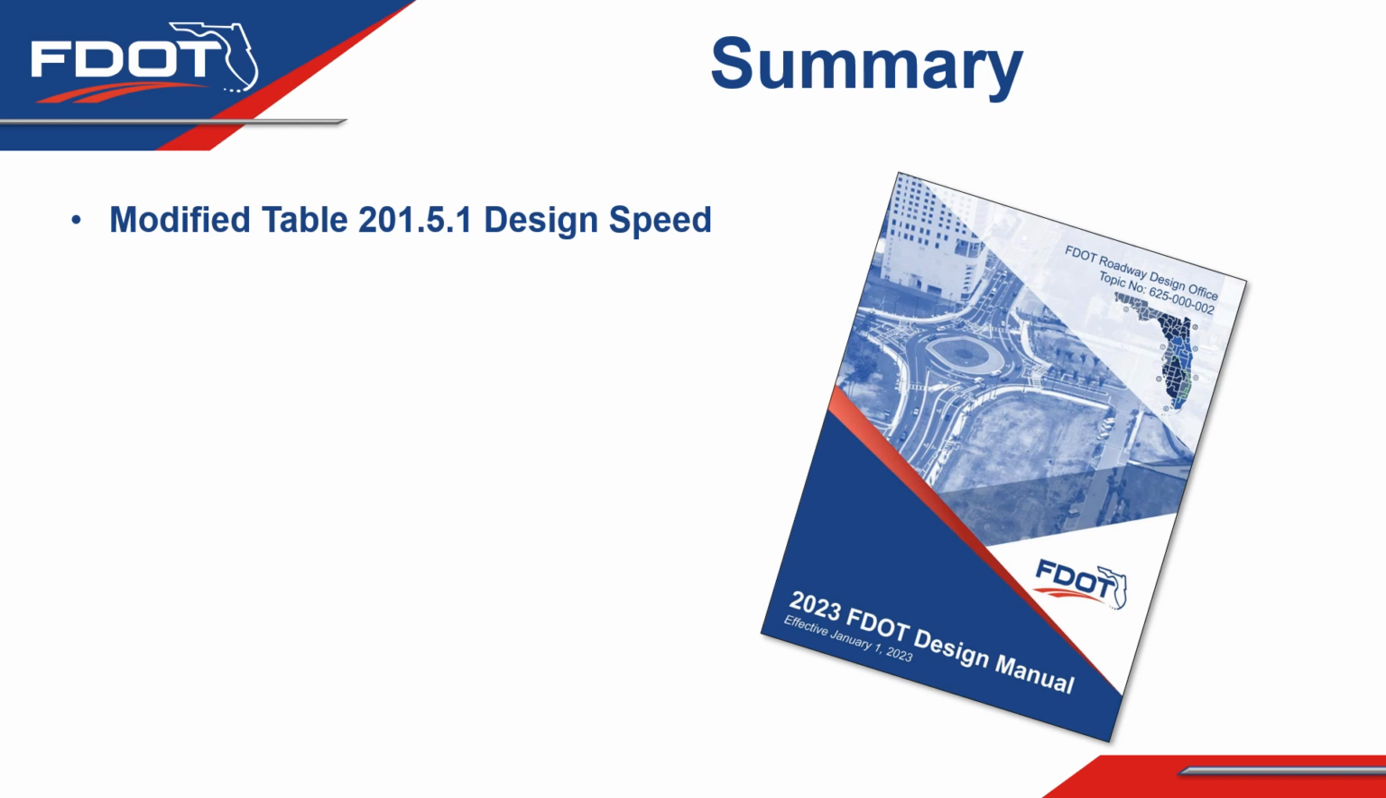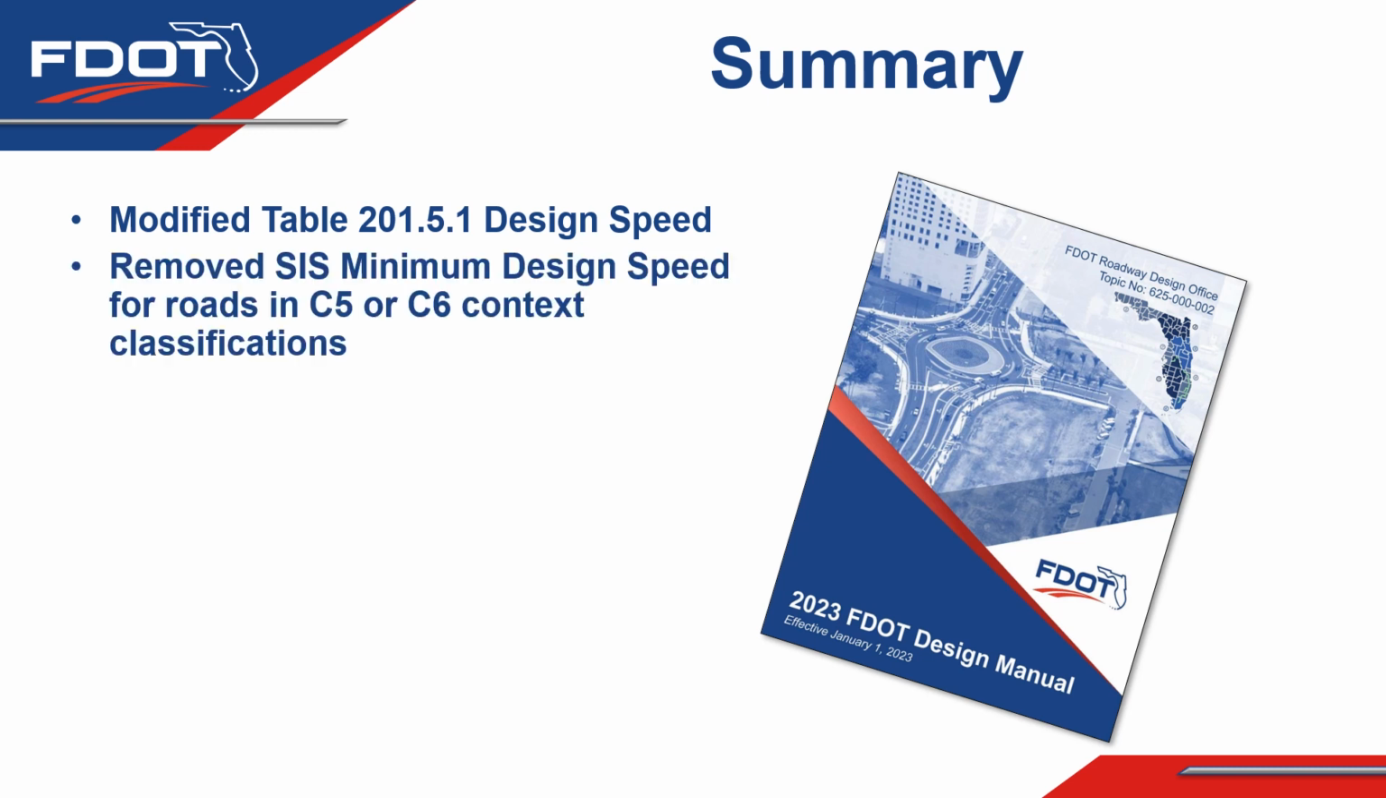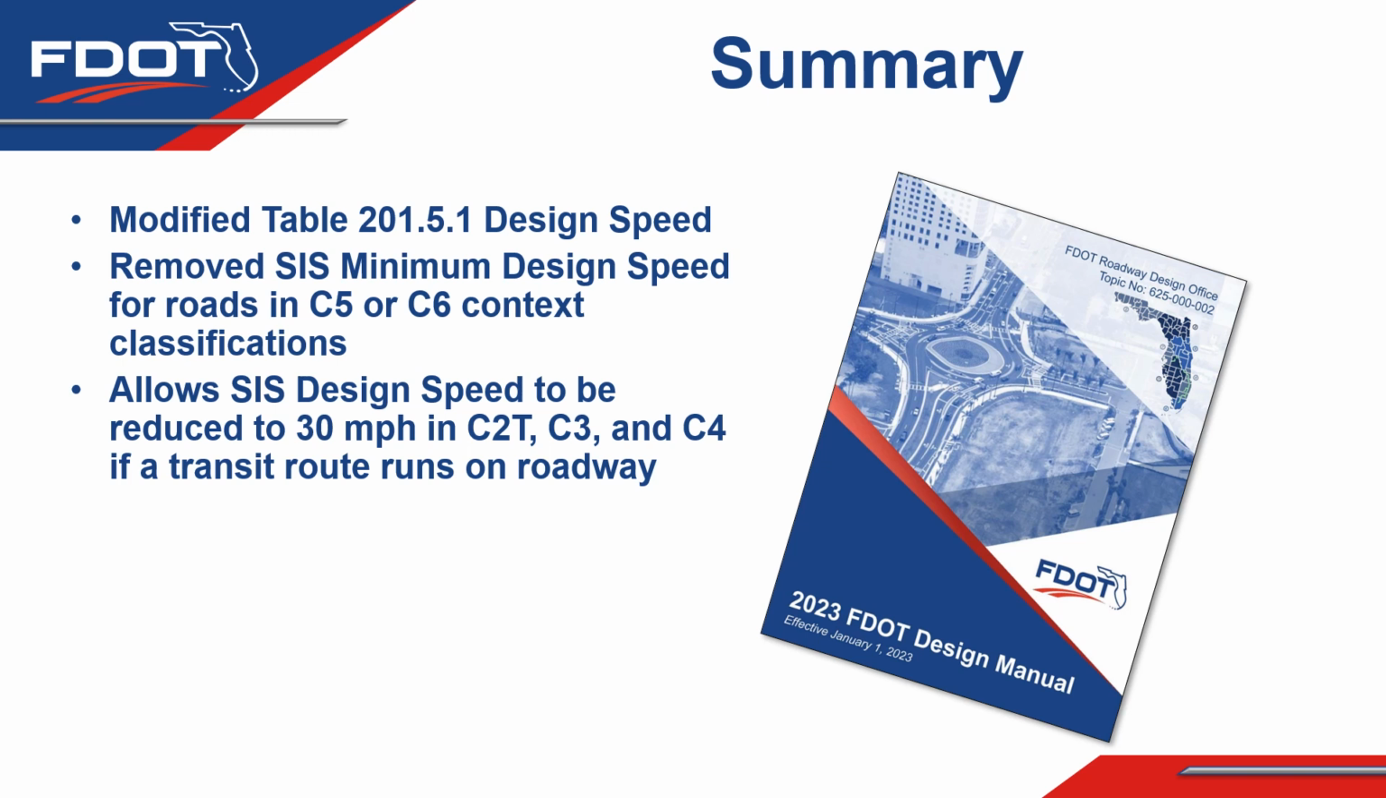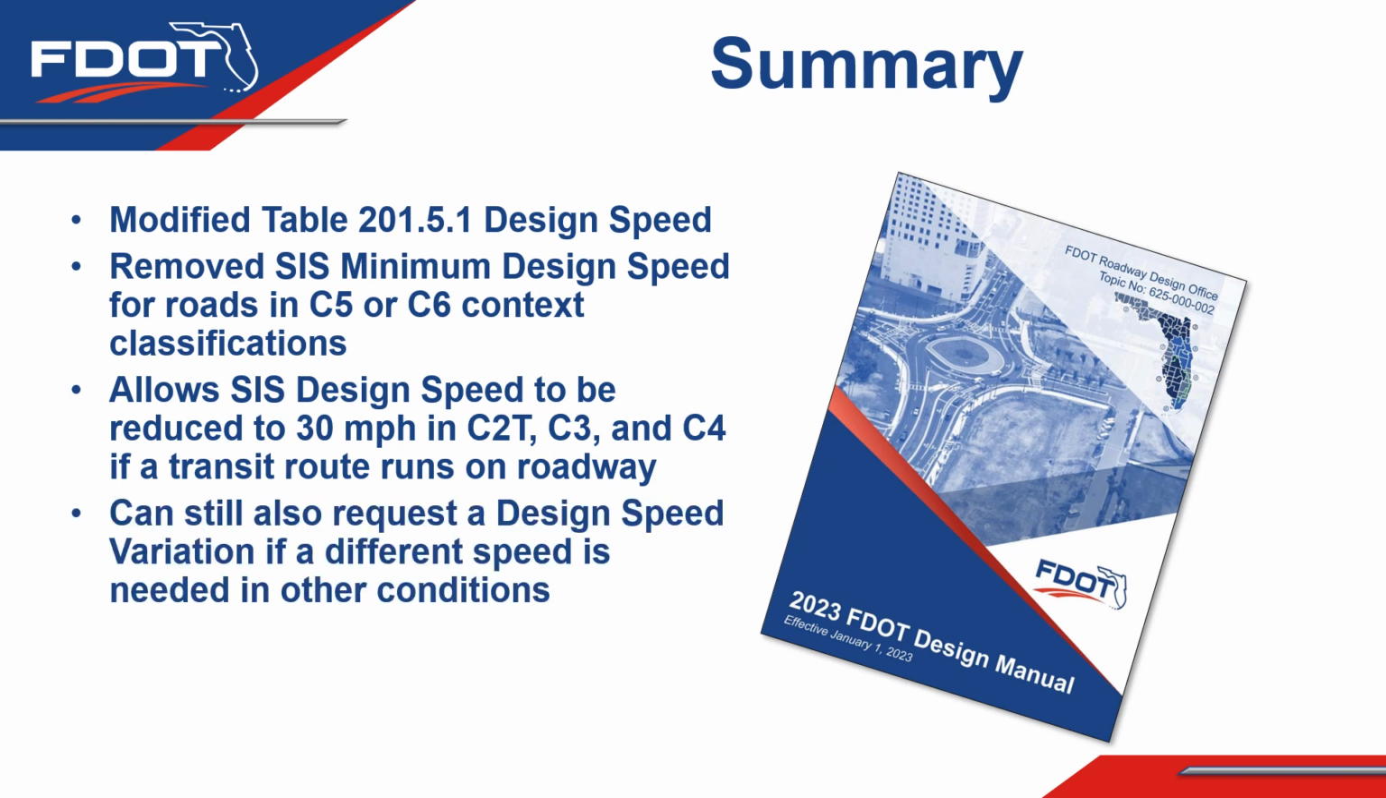So in summary, for this year, we've modified Table 201.5.1, which is design speed. We have removed the SIS minimum design speed for roads that are in a C5 or a C6 context classification. We're now allowing the SIS design speed to be reduced to 30 in the C2T, C3, and C4 context classification if that roadway also has a transit route running on it. And as always, you can still request a design speed variation if you need a different speed than what is shown for the SIS minimum speed based on other conditions. And so you're encouraged to submit those if you need that on your project.